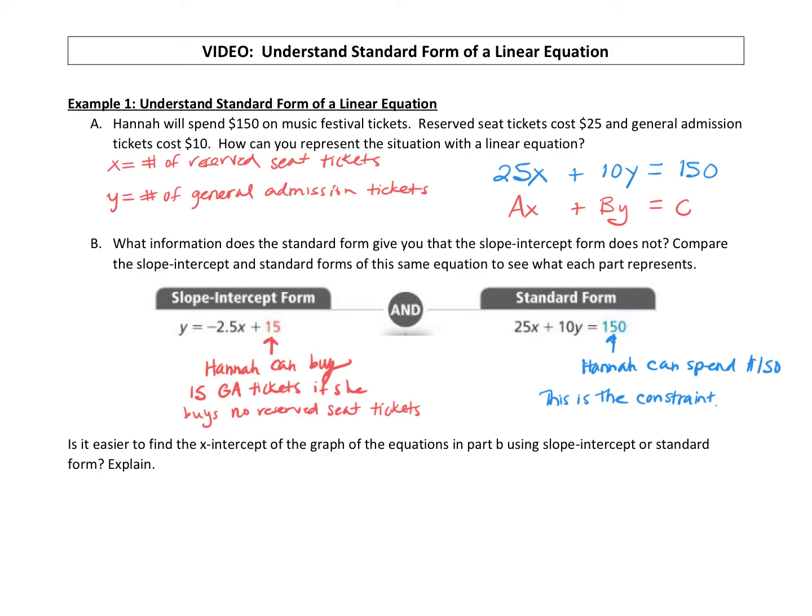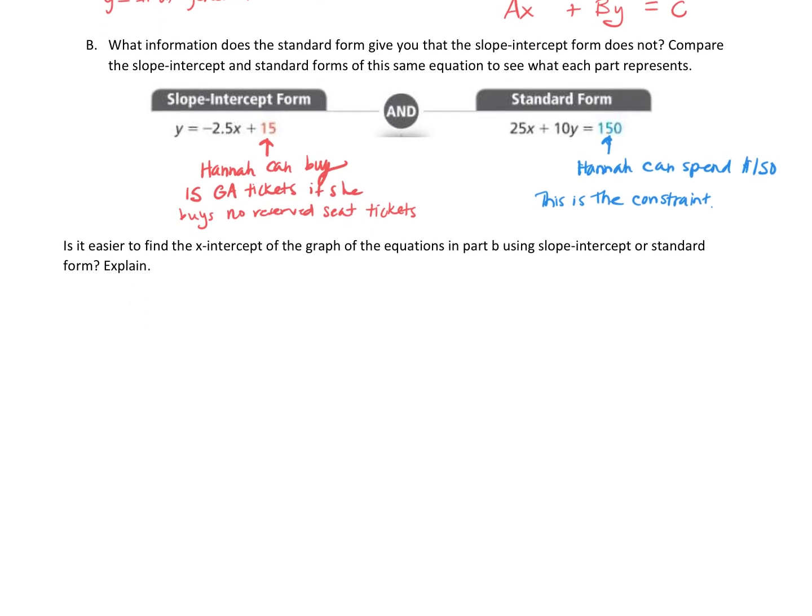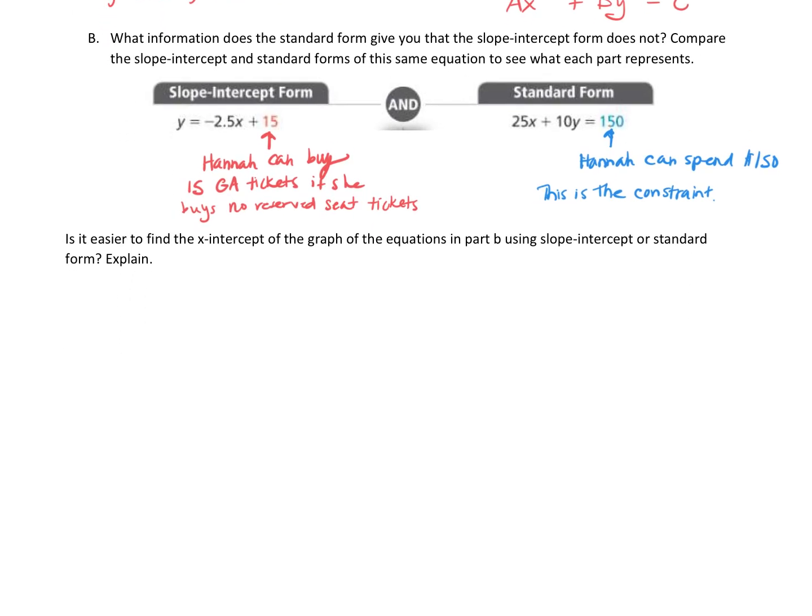All right, last question. Is it easier to find the x-intercept of the graph of the equation in part B using slope-intercept or standard form? So to find an x-intercept of a graph, that's when we let y equal to 0 and we solve for x. So let's try both of them and see which one seems easier. Slope-intercept form, we have y equals negative 2.5x plus 15. To find the x-intercept, we're going to let y equal 0. And then we're going to solve for x.